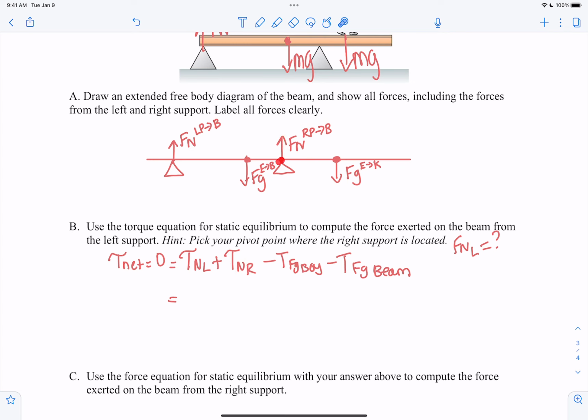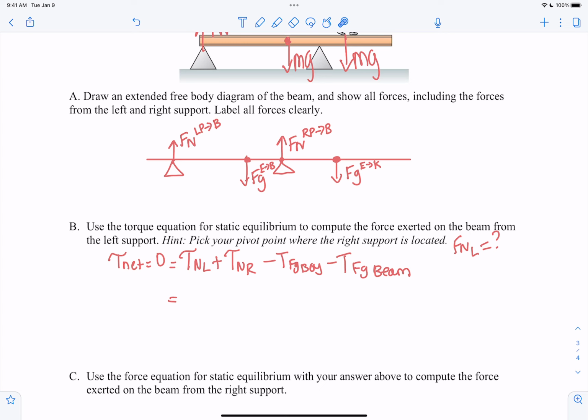So if I choose the pivot at the right support, I can still figure out what the left support is because I have access to this other information, but I eliminate any extra forces or unknown information that I don't have available and can't figure out. So in that case, pick your pivot point where the right support is located. They give you that hint. Other times they won't give you the hint.